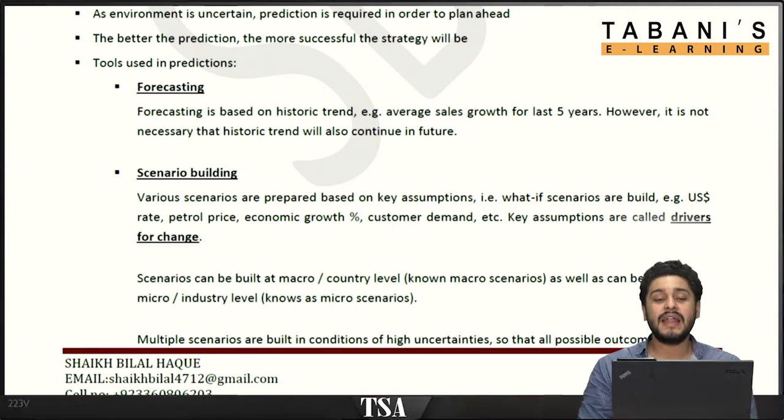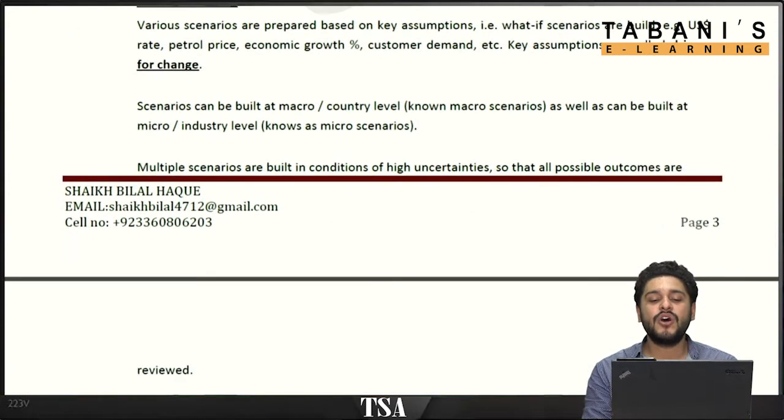Scenarios can be built at the macro country level. Obviously, the scenario that I built right now was at the macro level, and these are known as macro level scenarios. As well as that, they may be built at the micro or industrial level, and these are known as micro scenarios. Multiple scenarios are built in conditions of high uncertainty so that all possible outcomes are reviewed.